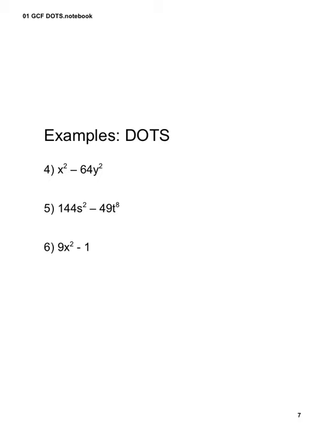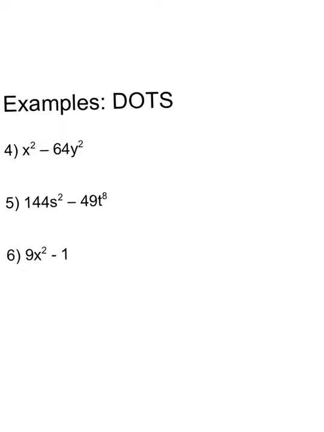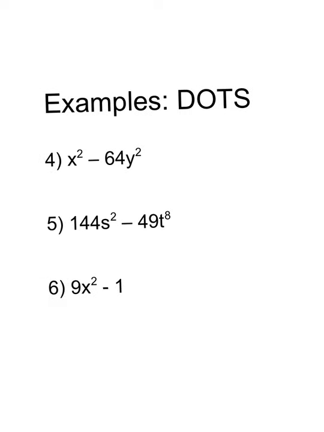Okay, just to make sure that we fully understand what we're doing, I've got 3 more quick examples to go through. If we look at the first one, it says x squared minus 64y squared. Again, the minus tells me I can factor it. The square root of x squared is x. The square root of 64y squared is 8y. So if I write out my factors, 1 gets a plus, 1 gets a minus. The x goes in the front, the 8y goes in the back, and we're factored.